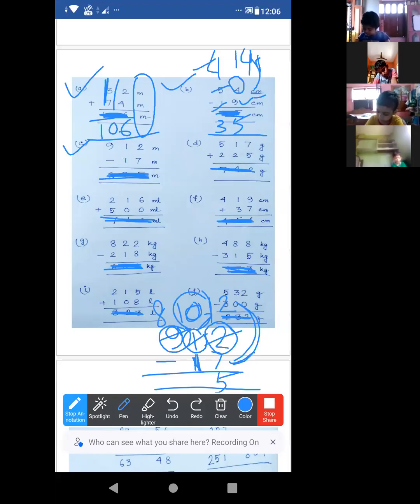From 1 we will count again up to 10. 2, 3, 4, 5, 6, 7, 8, 9, 10. It will be 9. Okay, and this 8 will be there. 895. Done. So the answer of C is 895. Acha, put the meter, this unit also. Put the unit also. Up to this completed.